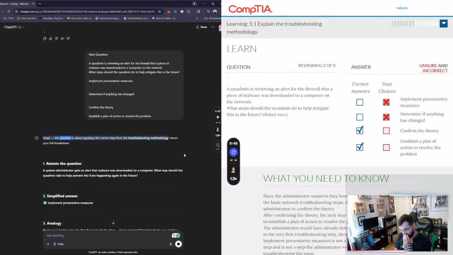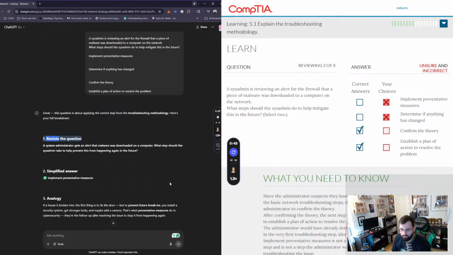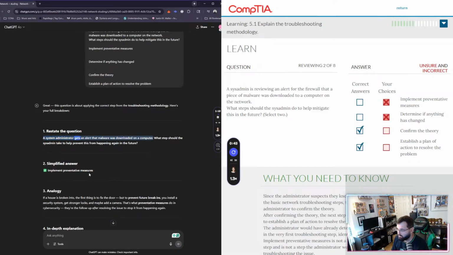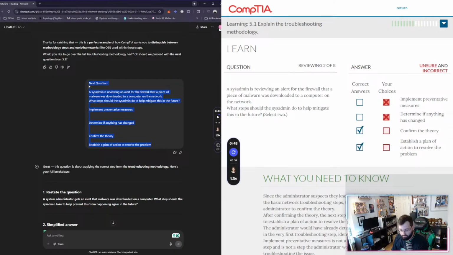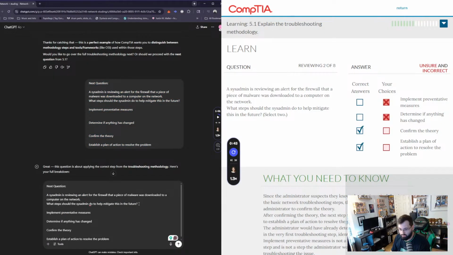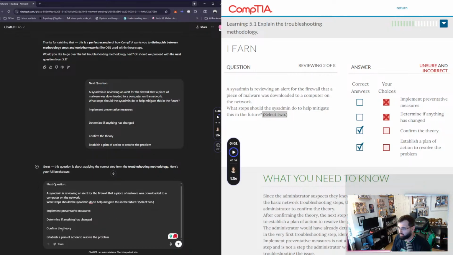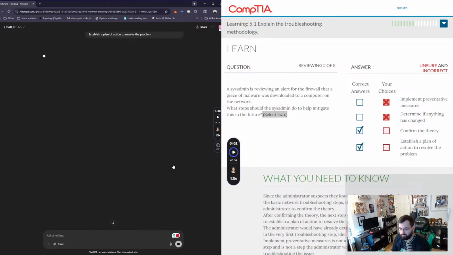Great. This question is about applying the correct step from the troubleshooting methodology. 1. Restate the question. A system administrator gets an alert that malware was downloaded on a computer. What steps should the sysadmin take to help prevent this from happening again in the future? Oh, dang it. I forgot to hit select 2. Implement measures. Make sure that I put all the right ones in here. Okay. Let's try it again. It should spit it out pretty quick.